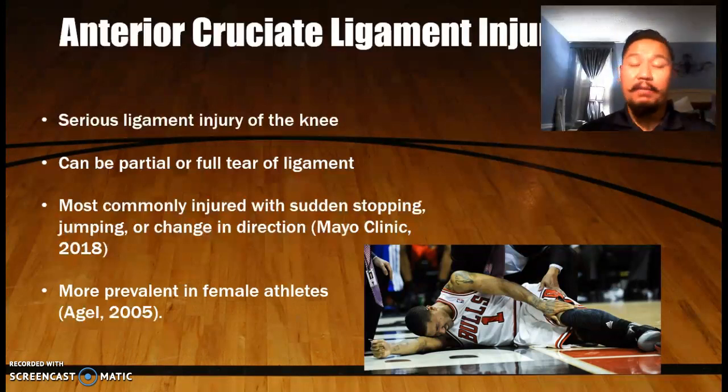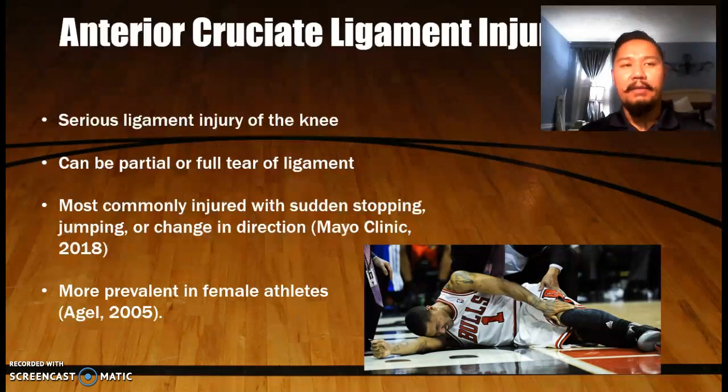So you can have a partial tear of the ligament, or you can have a full-on tear of the ligament where it totally ruptures. But mostly it's from sudden stopping, jumping, or changing direction. As you see in Derrick Rose there, if you follow basketball, he did a lot of crossovers. He was a high flyer, and he did a lot of changing of direction in his time. And eventually he had an ACL injury, and a lot of people would say that he was not the same after his injury.